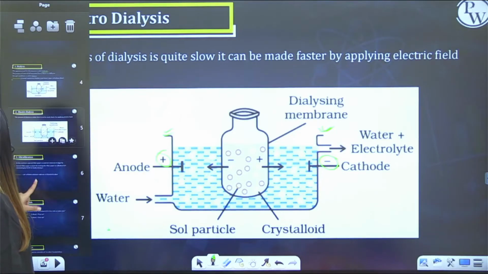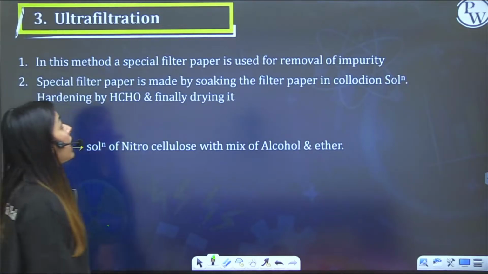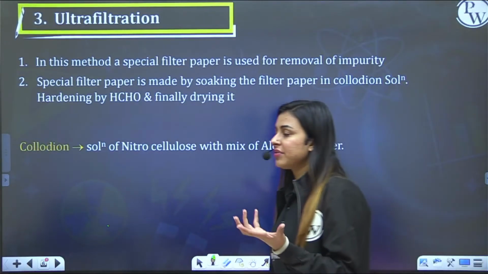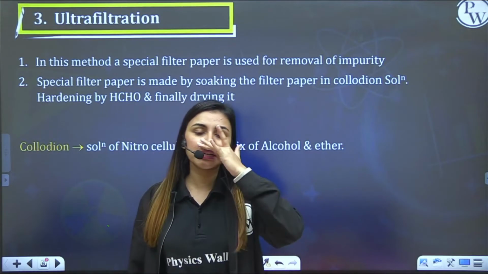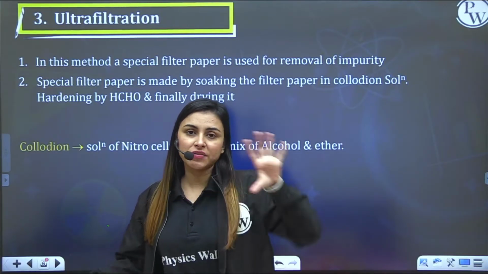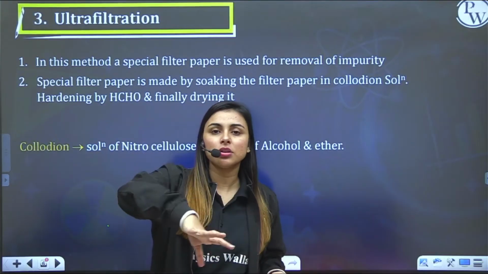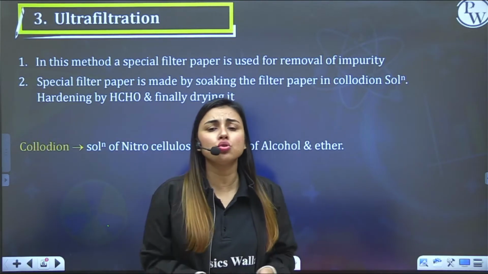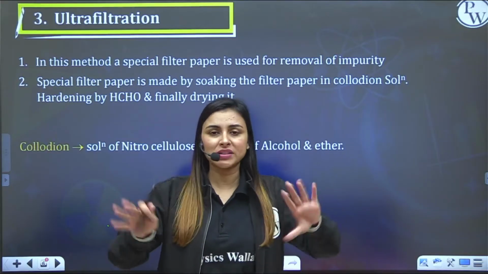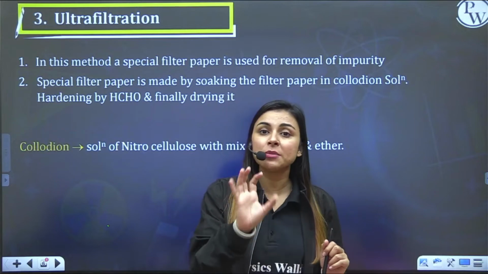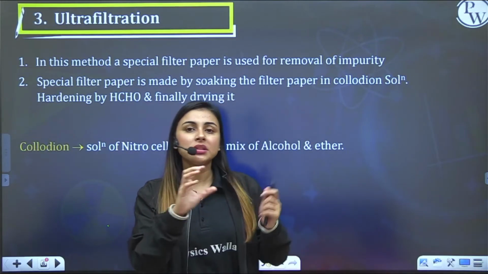Now, my dear students, the next process is ultrafiltration. What is ultrafiltration? Generally, when we remove impurities in labs, we use filter paper. The filter paper's pore size is comparatively large. It will let your colloidal impurities also pass through it. This is what happens when we talk about simple filter paper.